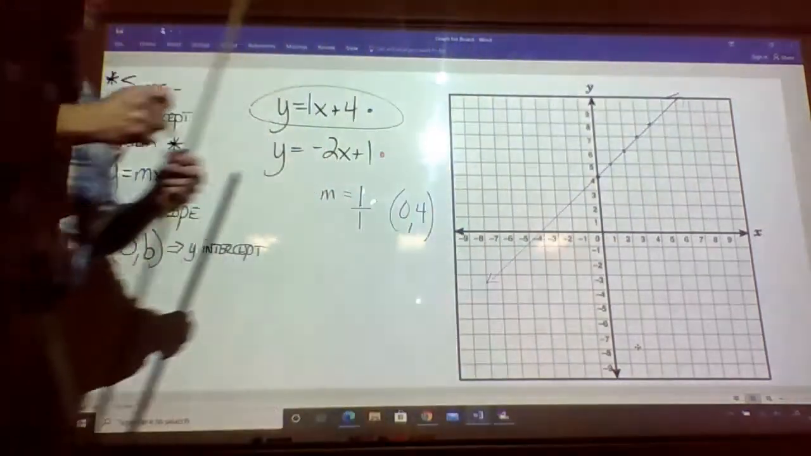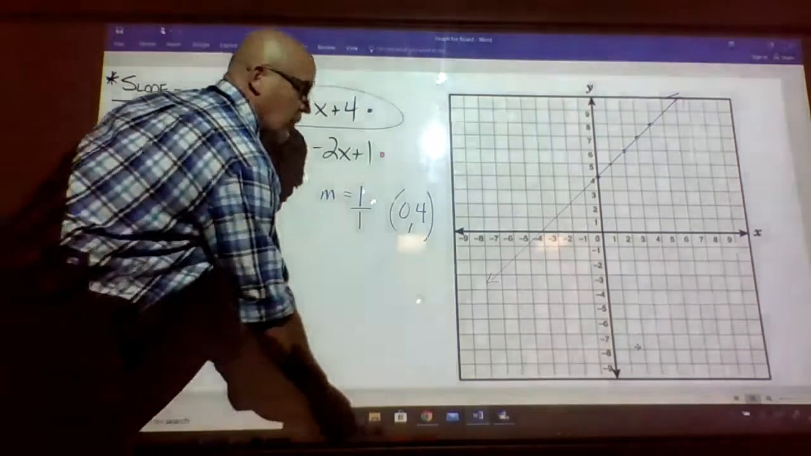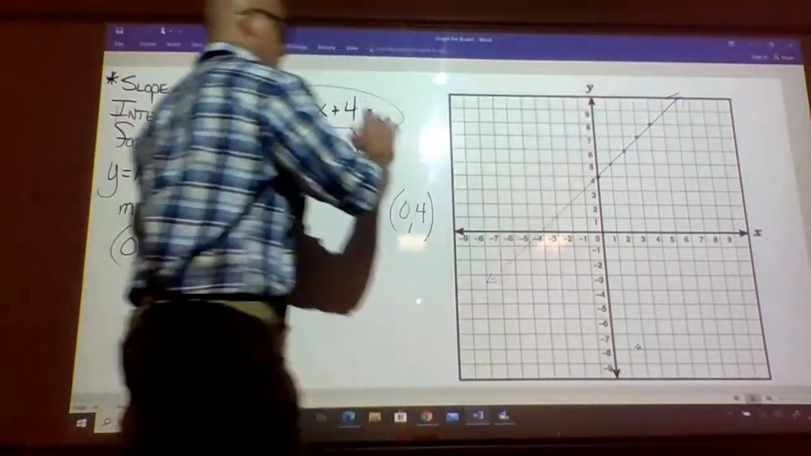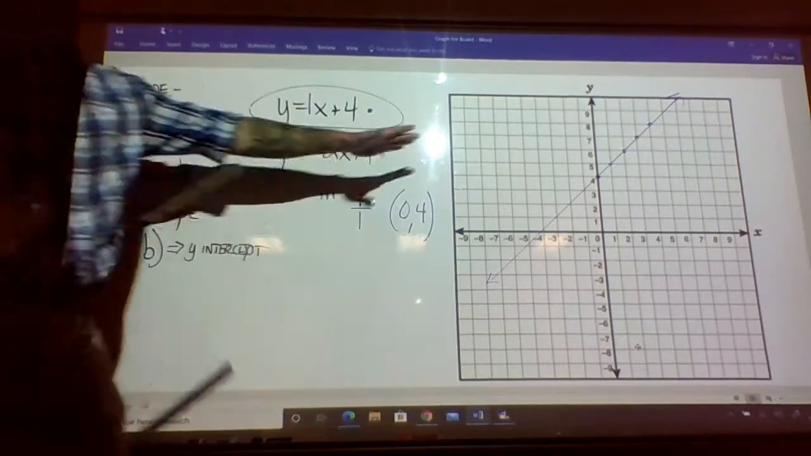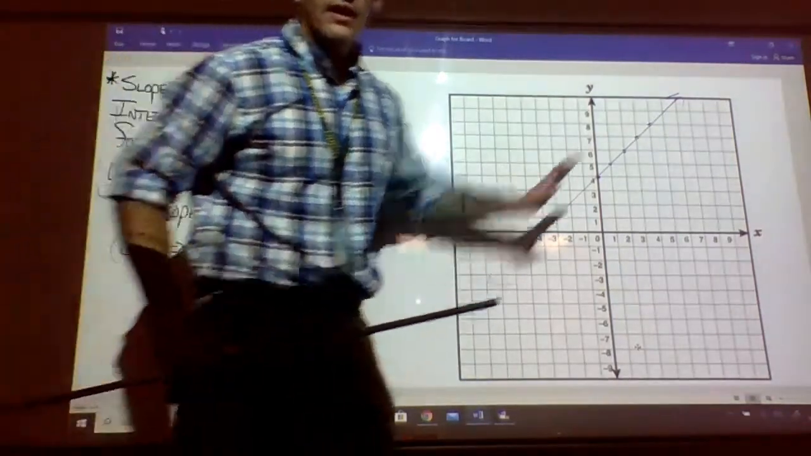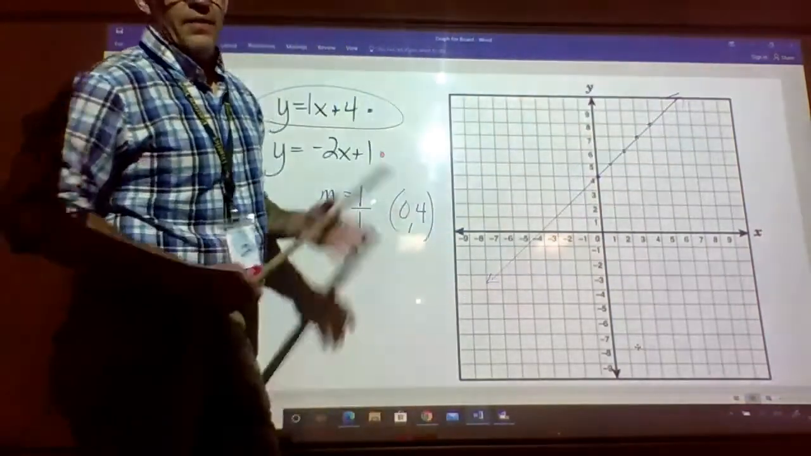Now that we have that graphed, again, that is showing you every point that makes this work, and there's an infinite amount of them. I could extend this line forever in both directions.